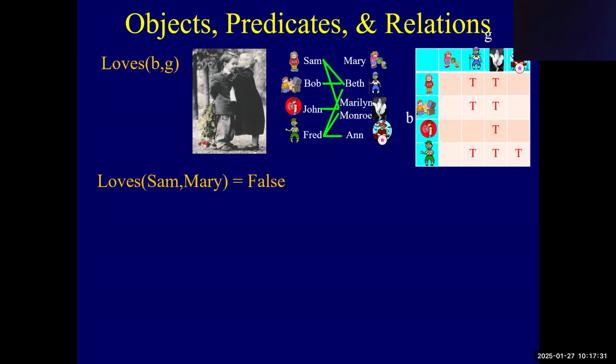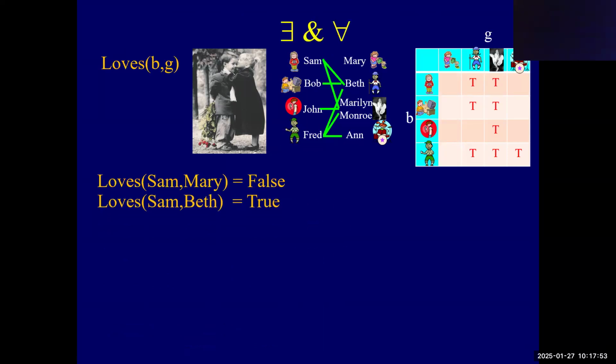So you can ask, is it true in every universe, which makes it valid, and that's what valid means, it's true in every universe. And here it's clearly not. So if I want to know if it's true, I'm talking about a specific universe, right? So I'd have to tell you the universe, right? And here Sam does love Beth, right?